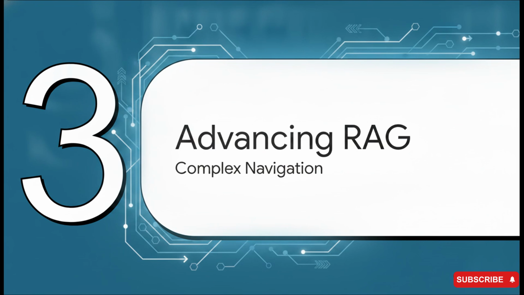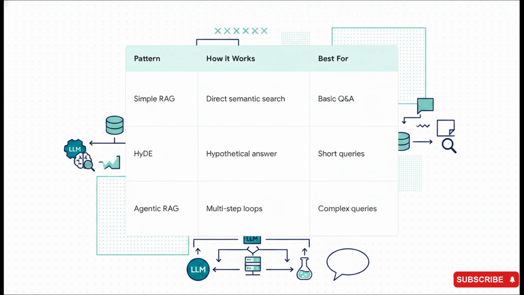Let's move to Section 3, advancing the RAG architecture, and look at moving from simple search to complex navigation. Simple RAG is really just the starting line for basic prototypes. Next, we have HyDE, which stands for Hypothetical Document Encoding. Because a user's short, punchy query often looks totally different mathematically than a long, detailed document, HyDE asks the LLM to write a hypothetical answer first, and then searches using that. It bridges the gap beautifully.